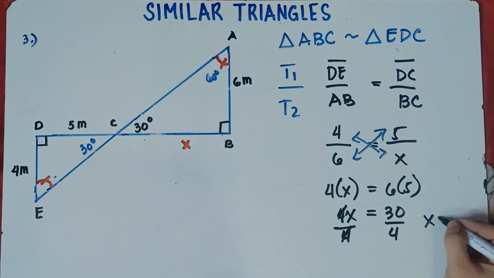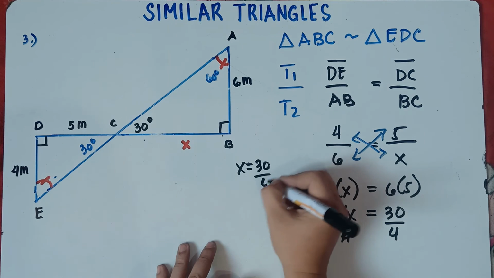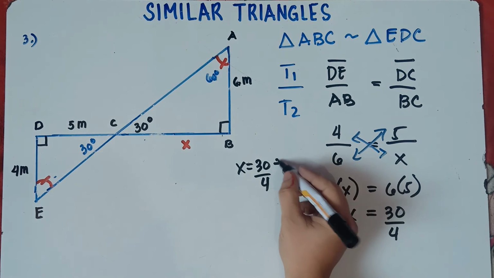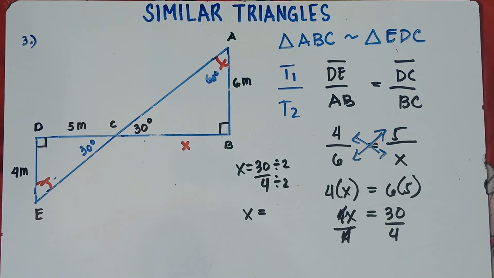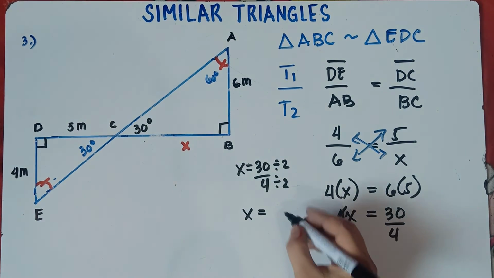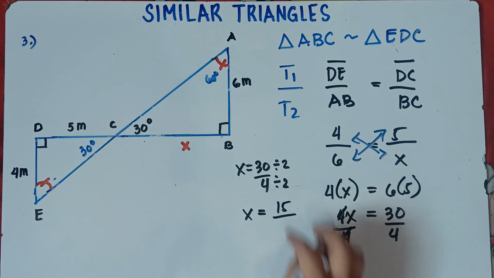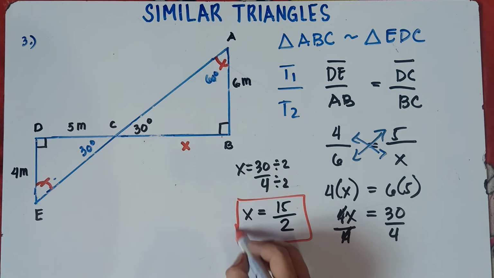So x equals, can we divide 30 by 4? We can reduce this one, so x equals 30 over 4. We can reduce this by 2. Divide by 2, divide by 2. Our x is equal to, what's the answer, class? 30 divided by 2, that is 15. And 4 divided by 2, that is 2. So our x, class, is 15 over 2. That's the answer for this x, 15 over 2.